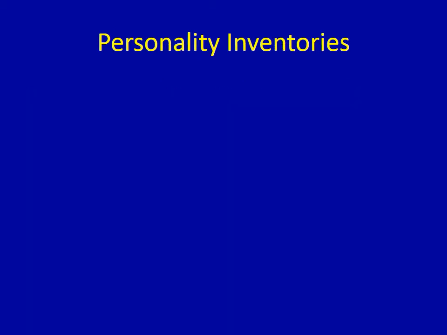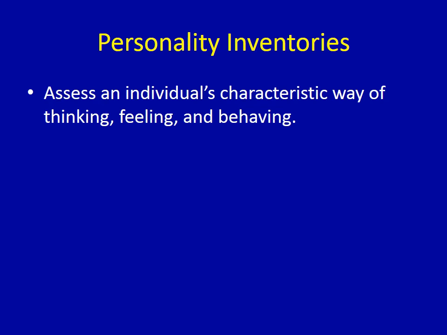Another thing that you can assess to understand the context in which a person might be experiencing problems or concerns is a personality inventory. So we will talk about personality at the end of the semester, but for now we're just going to focus on how we assess elements of personality. So personality is an individual's characteristic way of thinking, feeling, and behaving. So these are enduring patterns of cognition and emotion and behavior. And personality inventories are ways of assessing and characterizing individuals' personality traits.